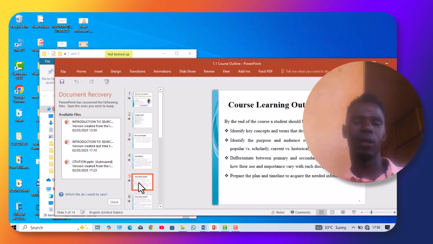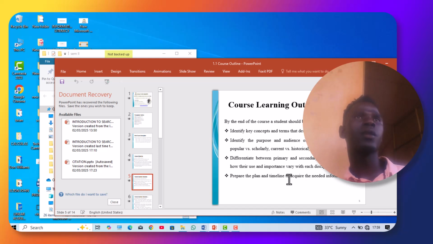By the end of this, you need to identify the key concepts and the terms that describe the information need. And then identify the purpose and the audience of the potential resources, e.g. the popular versus the scholarly, the current versus the historical. There are other people who can speak of the past when people are speaking of the present. So you need to identify all those. Then prepare the plan and the timeline to acquire the needed information.